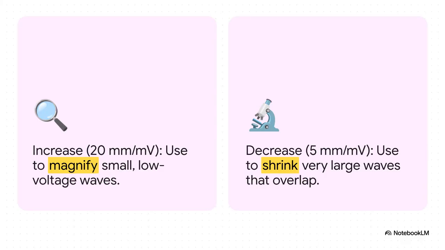And just like with speed, we can change this to help us out. So let's say you're dealing with really tiny, low voltage waves. You can double the gain to 20 to magnify them and see them better. Or, on the other hand, if you've got these massive QRS complexes that are so tall they're crashing into the leads above or below them, you can cut that gain in half to shrink them down and get a much clearer picture of the whole thing.